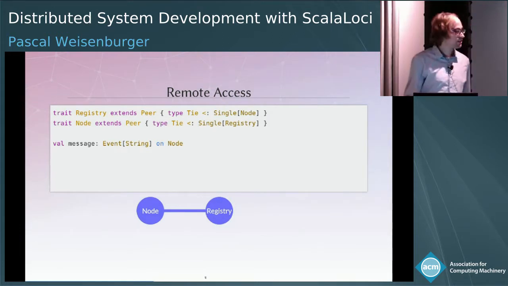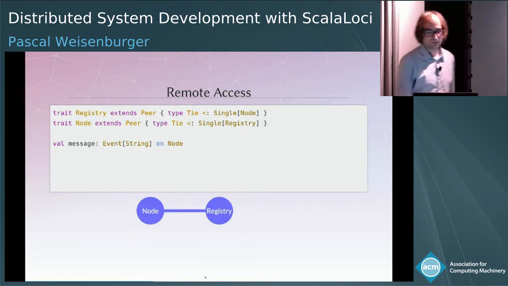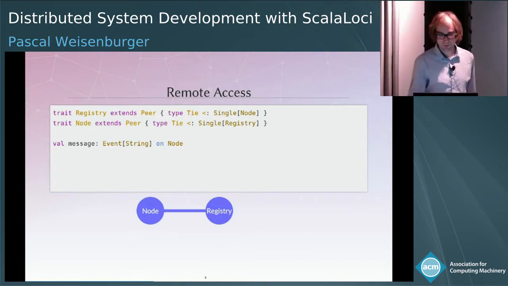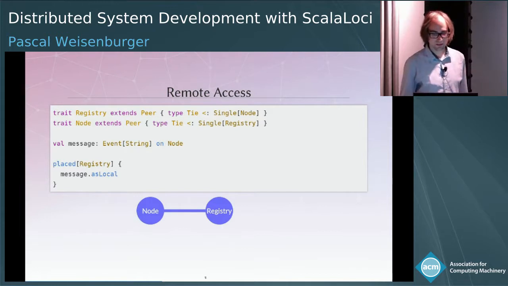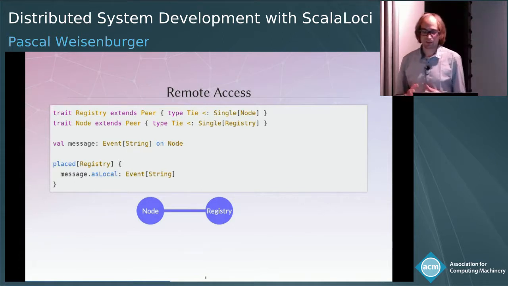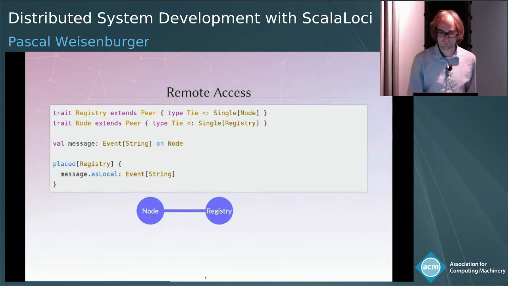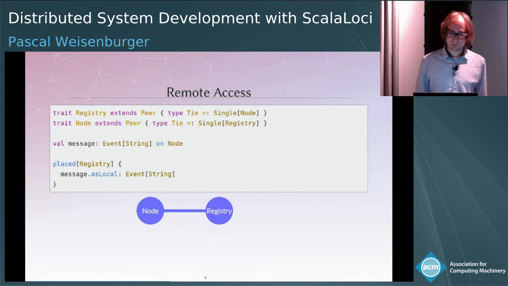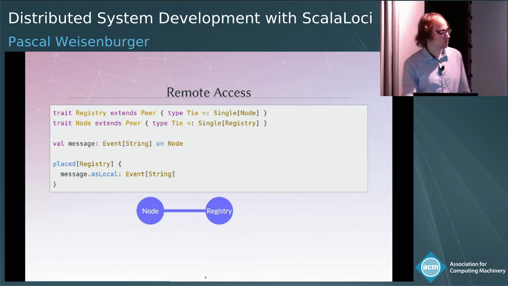So here we have an architecture with a single node and a single registry. And then we have our message event stream that is placed on the node. Now we access message remotely using this .sLocal construct to make remote access explicit. And when we access message remotely from the registry, what we get is just a simple event stream. And this is the local representation of the event stream from the only connected client. And from the architecture, we know that there can only be a single one. So whenever this node fires an event, the event is propagated to the registry.